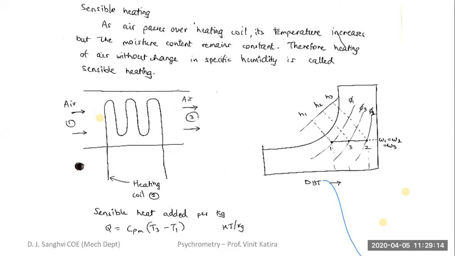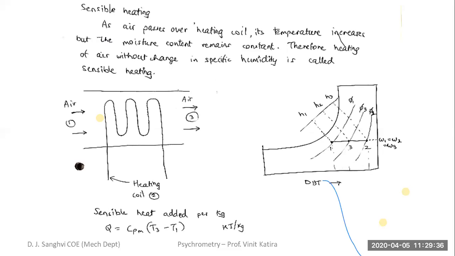Next process is sensible heating. It is similar to sensible cooling. Only difference is that you have a heating coil in place of a cooling coil. Here again, your humidity ratio or specific humidity remains constant because we are only adding heat and we are not adding moisture to the air.